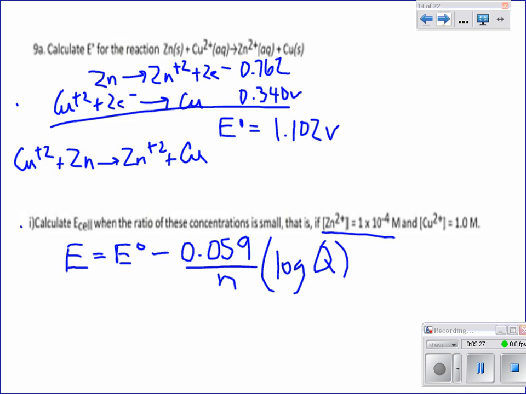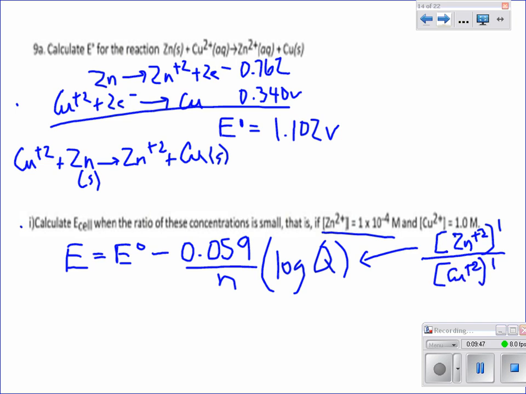Really quick, I'm going to write what Q is using that balanced equation. Remember, these electrodes are solids. What can you tell me about solids and equilibrium expressions? They don't go. So this Q is technically going to be the zinc plus 2 concentration raised to the first, because there's a 1 in front of the zinc, divided by the copper plus 2 raised to the first, products over reactants. All right, let's plug them in. E of the cell is equal to E naught, which is 1.102, minus 0.059 divided by 2 times the log.